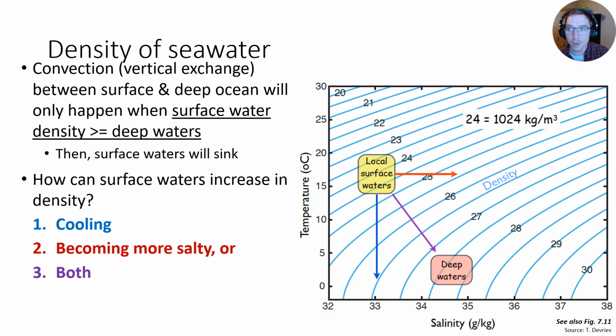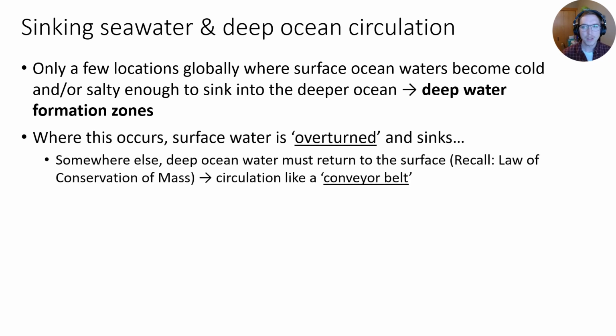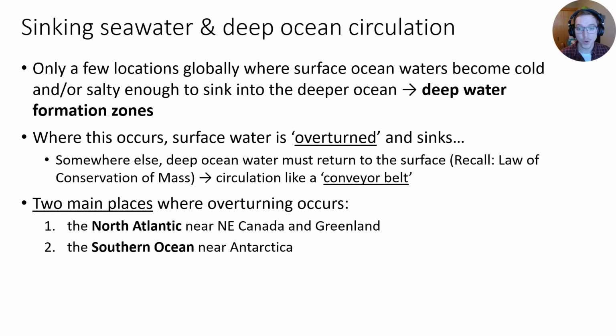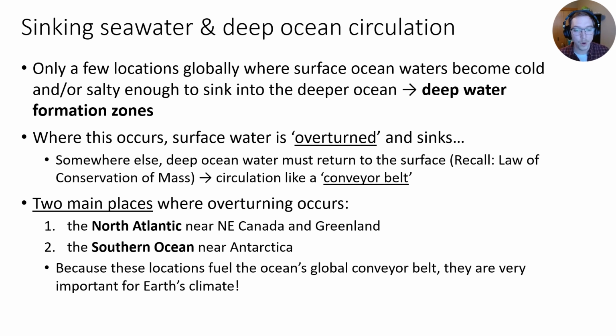Now, there are only a couple different regions where we have these basically sinking zones, these deep water formation zones. Basically, where this occurs, surface water is overturned and sinks. Somewhere else, deep ocean water must then return to the surface. Basically, if we think back to our law of conservation of mass, this is a major conveyor belt. Now, the two main places that this is happening are in the North Atlantic and the Southern Ocean near Antarctica. Because these locations fuel the ocean's global conveyor belts, they're important for Earth's climate.